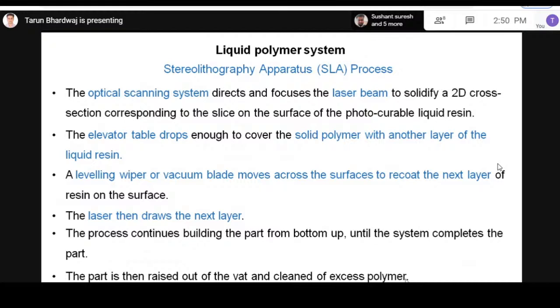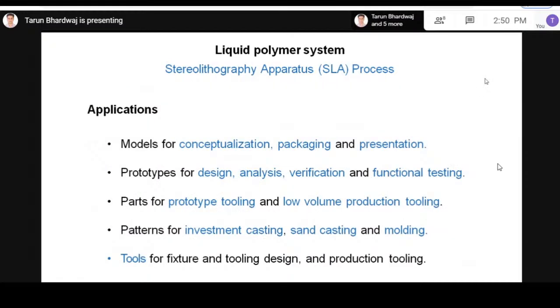And the application of this is, it is basically used for models for conceptualization, packaging, and prototypes for design analysis, verification, and functional testing. SLA is basically used in the starting for prototyping, so we named it rapid prototyping. And also for patterns for investment casting, sand casting, molding, and tools for fixtures, and tooling design and production tooling.